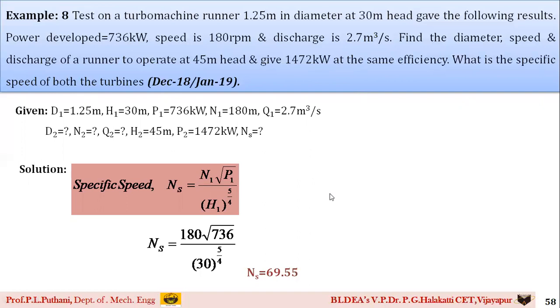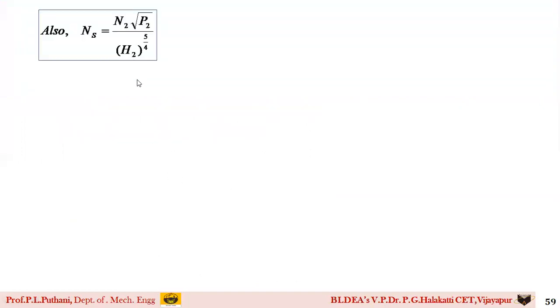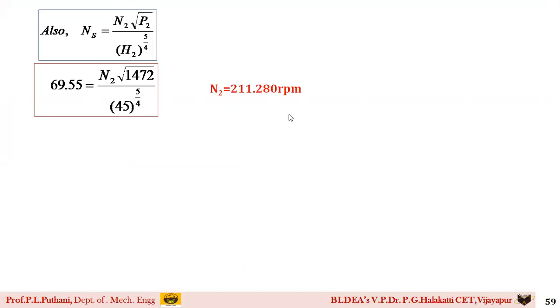Then I can use this same value and I can find out the speed N2 using the same specific speed equation. So using the same specific speed equation for the second turbine, I get this equation: Ns is equal to N2 root of P2 by H2 to the power of 5 by 4. Or this I can relate as N2 root of 1472 by 45 to the power of 5 by 4, or N2 value is this much.